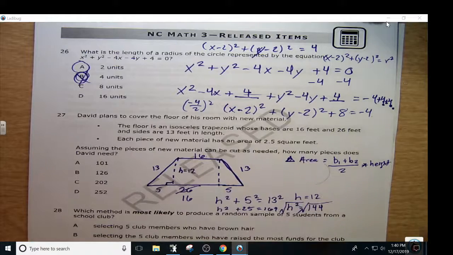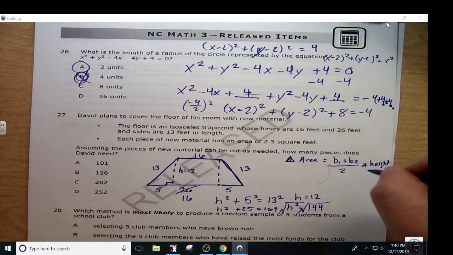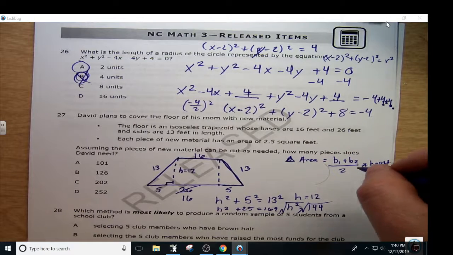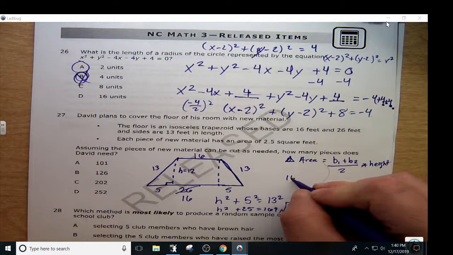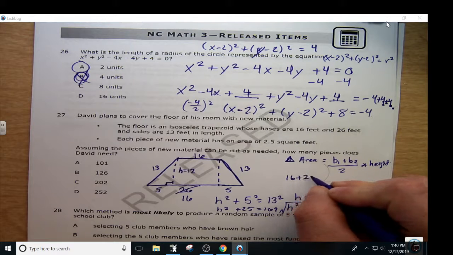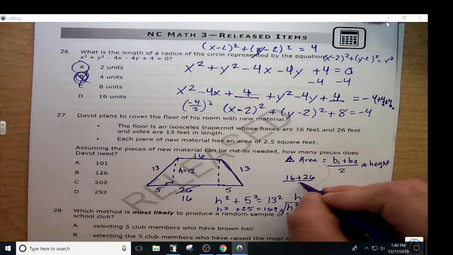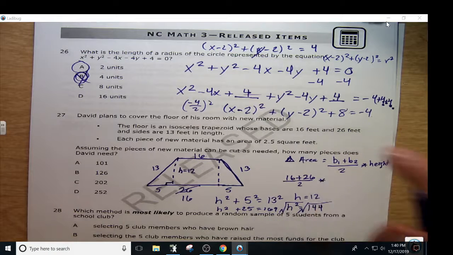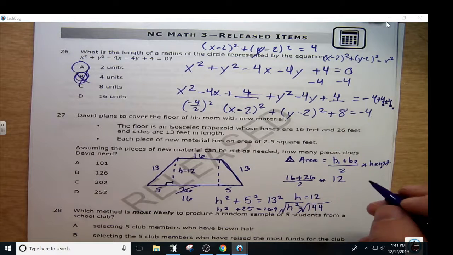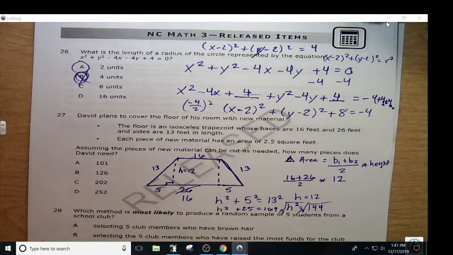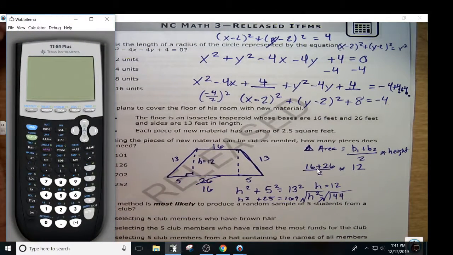All right, so that's all we need, guys. Like I said, if you're covering something like this, all you're doing is area. Okay, so base 1 is 16. Base 2 is 26. That's the whole base on the bottom. Divided by 2 times the height, which we found with the Pythagorean theorem, is 12. All right, now, if we put that in our calculator, this is our formula right here.